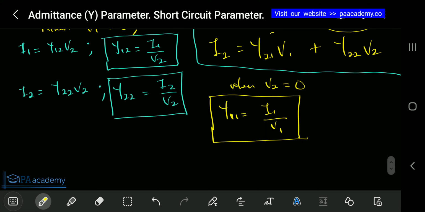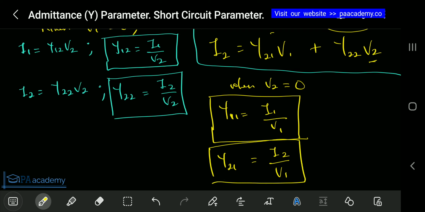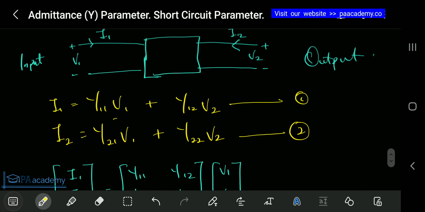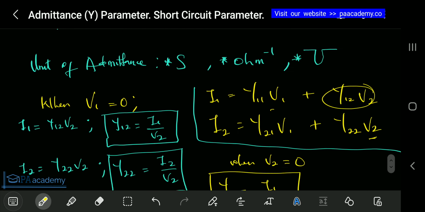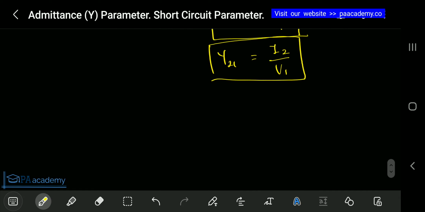Take note of this. Then over to equation 2, if our v2 is 0, that means our y21 will be equal to I2 over v1. So now, with all that has been said so far with respect to y parameters, there's another thing you need to take note of, that can help you to solve questions under this y parameter.